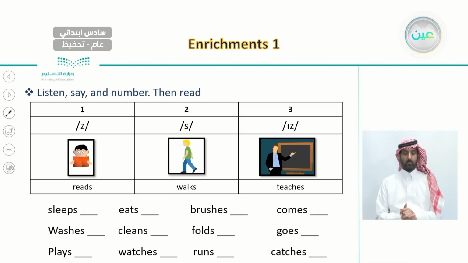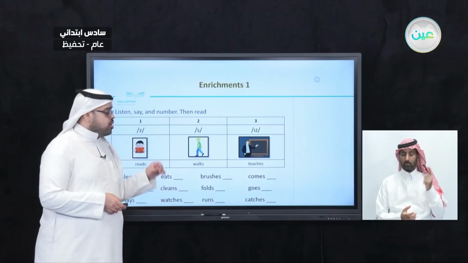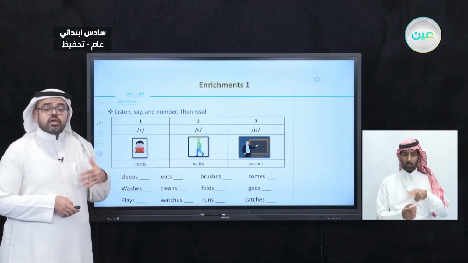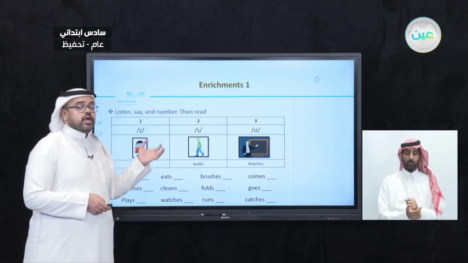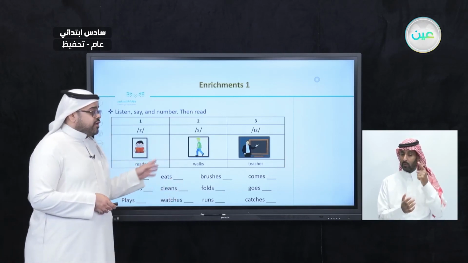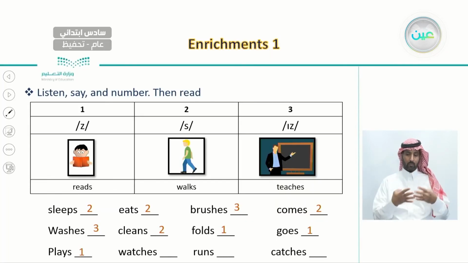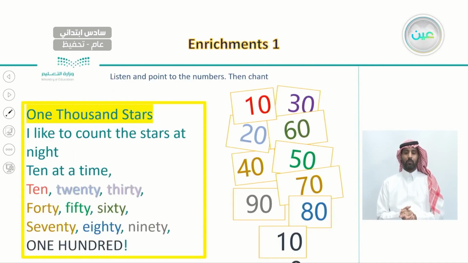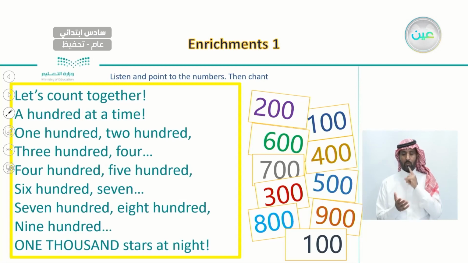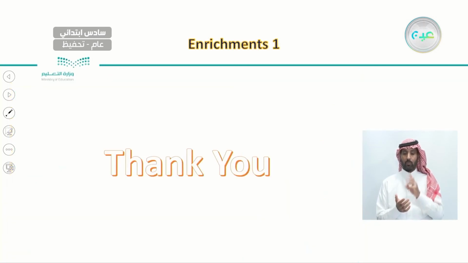And also we listened to different sounds like reads, walks, teaches, and we said that all of them end with different sounds. So after listening to these different sounds, we can match them with the word that we have below. This will help us with better pronunciation of these words. And we ended with a chant about numbers, and we learned how to chant from number 10 to 100 and also from 200 to 1000.